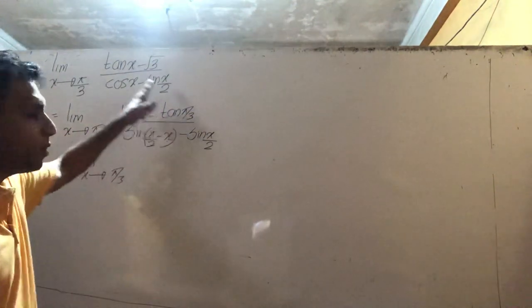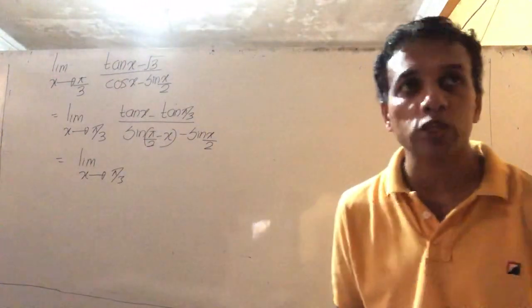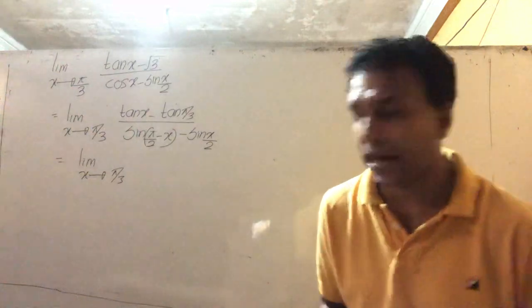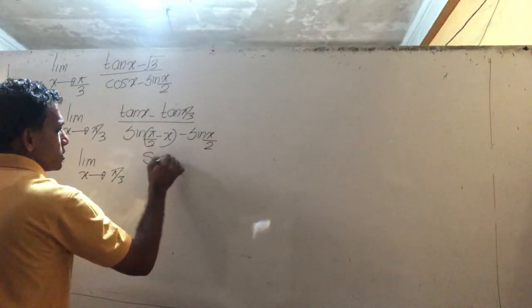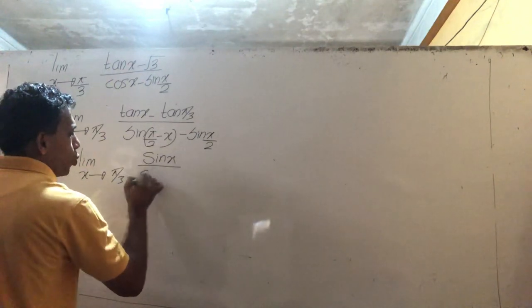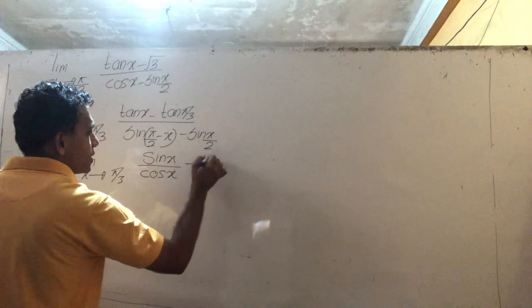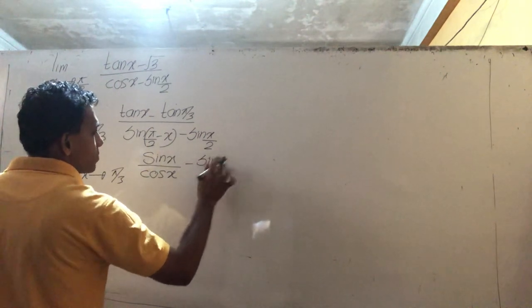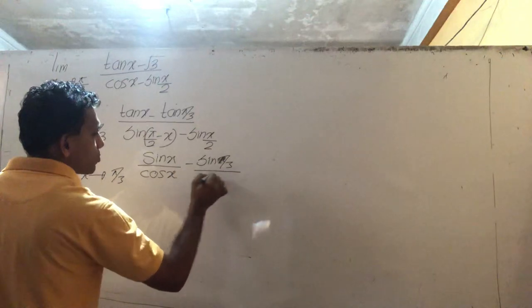Here the numerator I convert to sine over cos, tan theta, sine over cos pattern. Sine over cos is tan. Therefore tan x is sine x over cos x, minus tan pi by 3, sine pi by 3 over cos pi by 3.